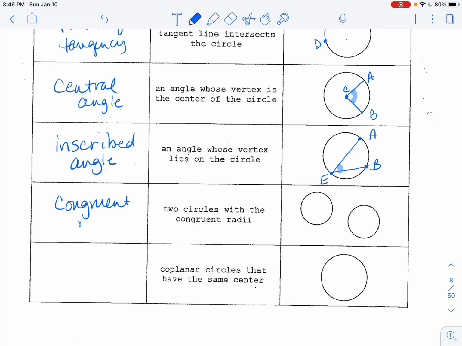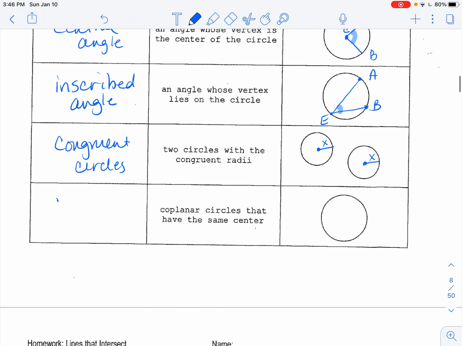Congruent circles are 2 circles with congruent radii. The radius of this first circle is equal to the radius of the second circle. So they are congruent. And the last vocabulary is concentric circles. And these are coplanar circles that have the same center. So if this is the center of my circle, and I had another circle inside the circle with the same center, they would be concentric.